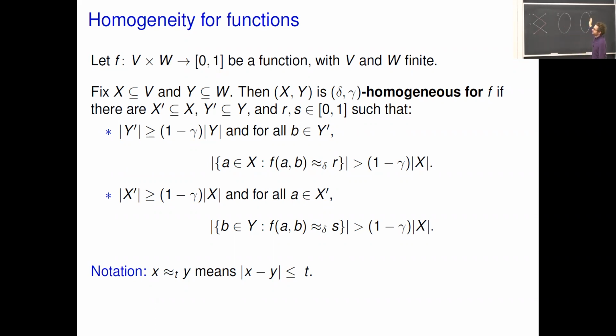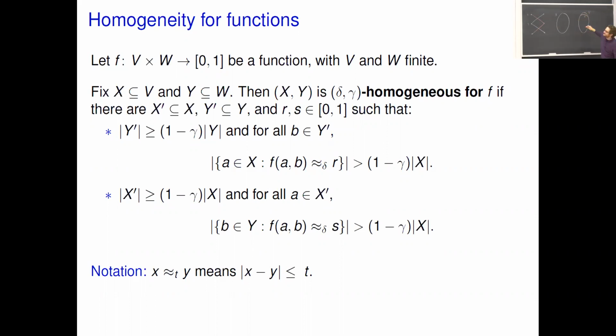But what does it say? I'm going to unpack it. It says that I can take some possibly smaller subset, say Y prime. We'll do the same thing on the other side, but let me do this side for now. And Y prime is such that we haven't lost very much, so the size of Y prime is at least 1 minus the second parameter gamma times the size of Y. So if gamma is very small, this is almost all of Y.